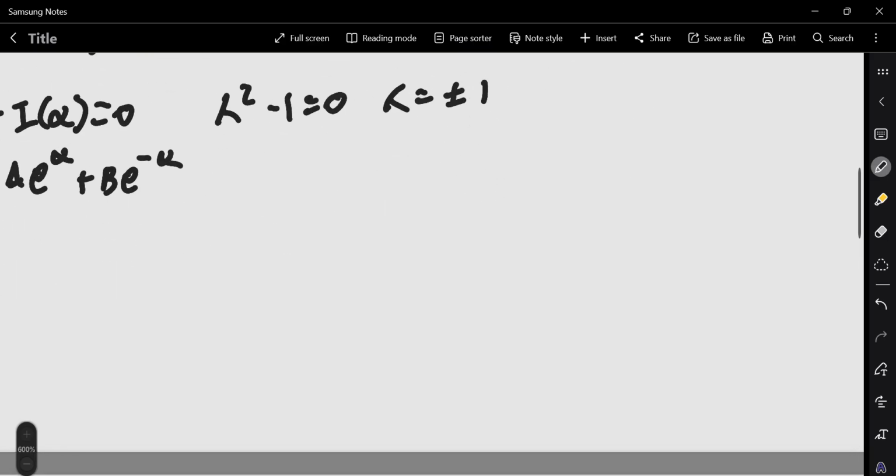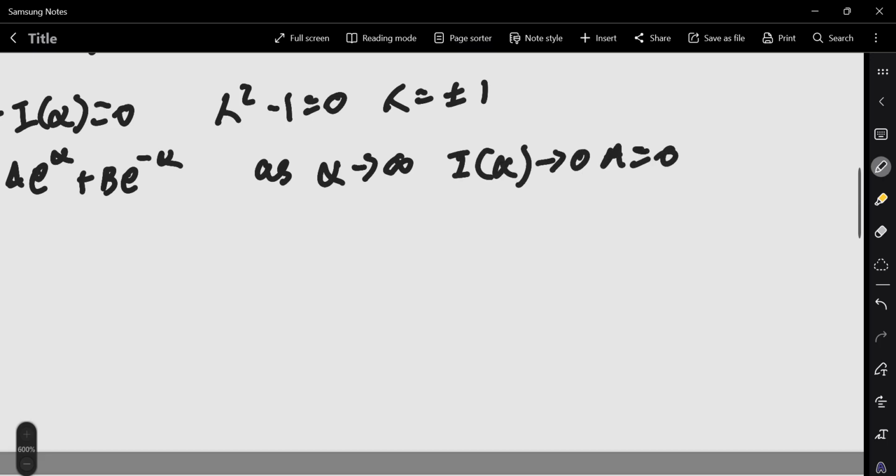I should probably write out the things I say. That's probably a good idea. So as alpha goes to infinity, I goes to 0, so A is 0. Cool. So now we're just left with I of alpha equals B e to the minus alpha. So we've got to determine the constant. So we're going to set alpha to 0. Did I actually do any of that? No.